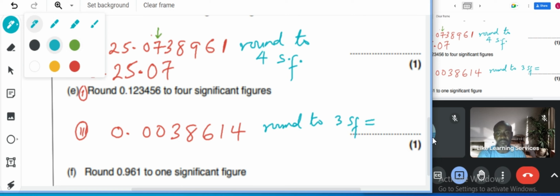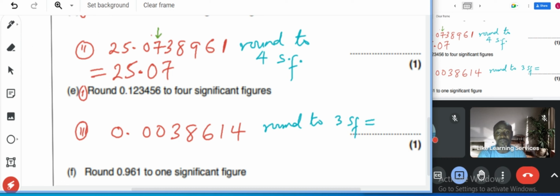What's the 3rd significant figure here? 6. You start counting from the very first number. What's the very first number? 3. 3 is the first number. 8 is the second. 6 is the 3rd. So this is the significant figure. We start counting from the very first number, not 0. 3 is number 1, the first. 8 is second. 6 is 3rd.